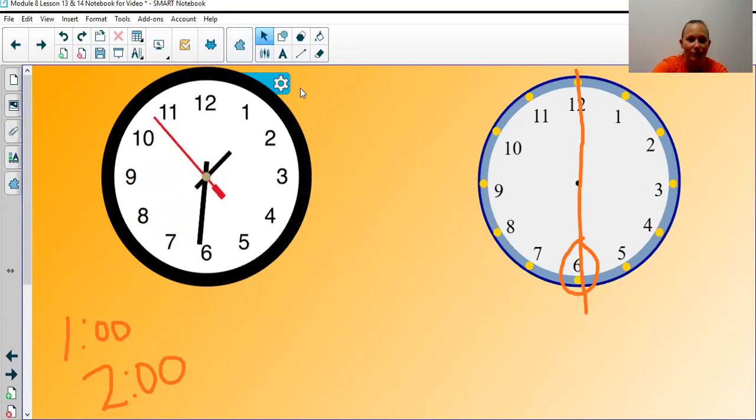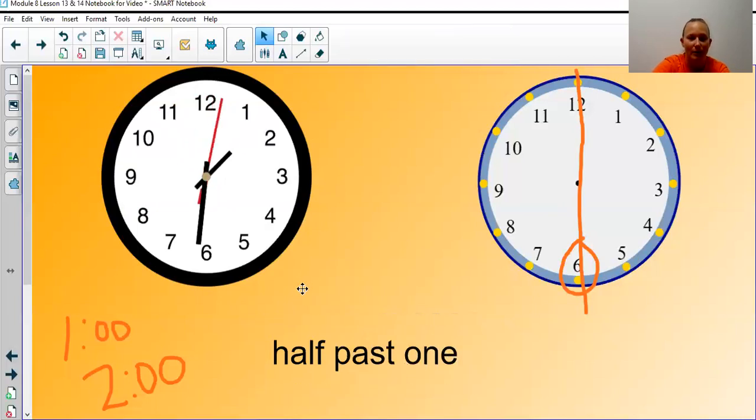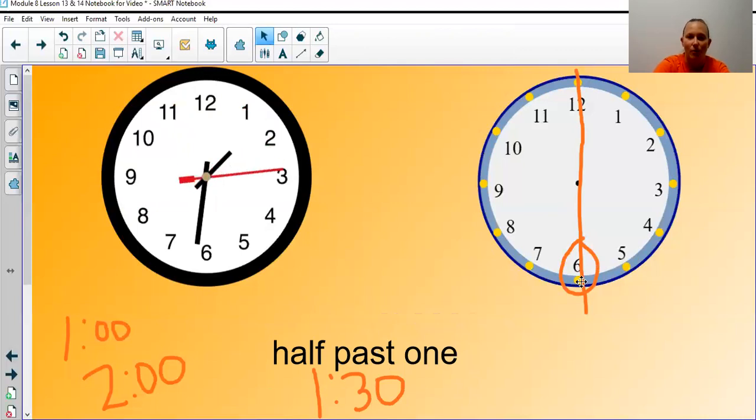So when I write that, I would write 1/2 past 1, 1/2 past 1. Or we would write that as 1:30, like this. So now, what about this other half? What happens when I take it all the way around? That was the full 60 minutes, and we're back to 2 o'clock.